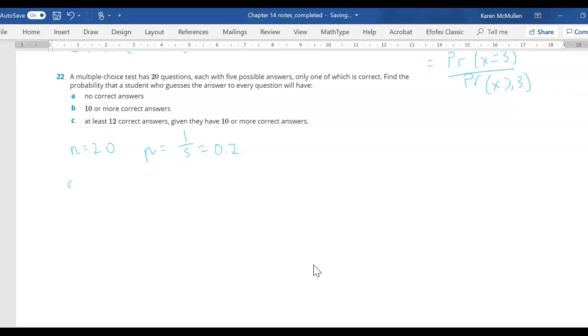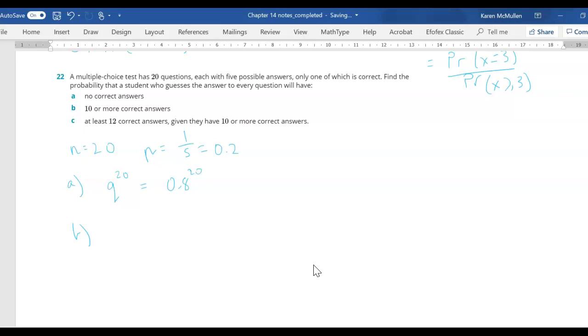All right, so no correct answers. This is similar to the previous question with the credit card. Okay, so we can just do no correct answers. So we want q, the probability of failure, to the power of 20. The probability of failure is 0.8. Okay, so 4/5 to the power of 20. And you can just go ahead and do that on your calculator.